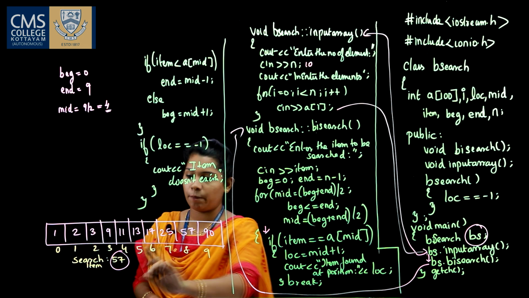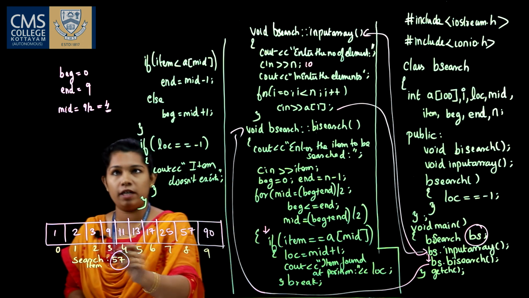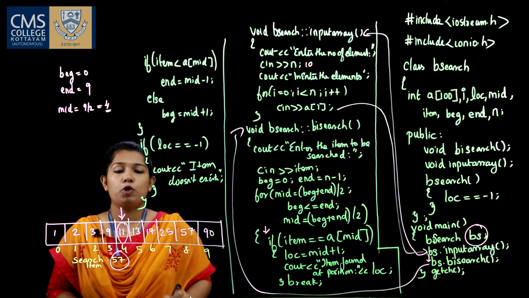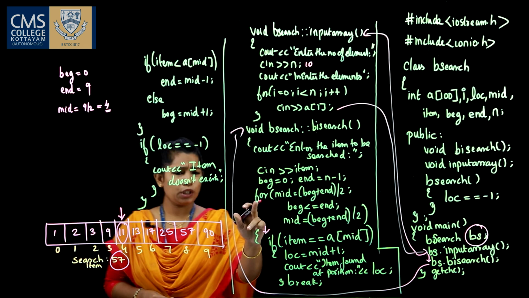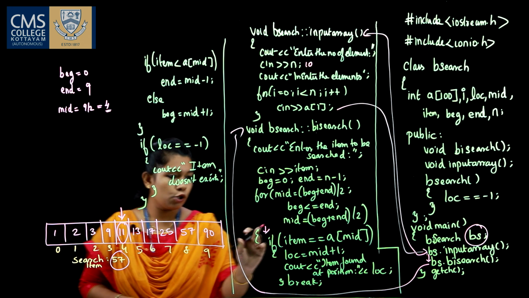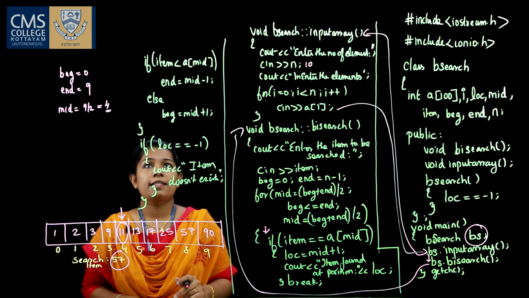So item is 57, double equal to a of mid. So what is a of mid? 4 is my mid position. So this is my mid position value, which is 11. So 57 double equal to 11. The condition is false, so it is coming to the next if branch.